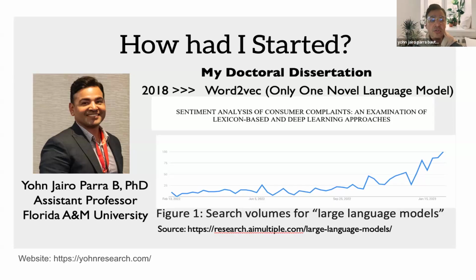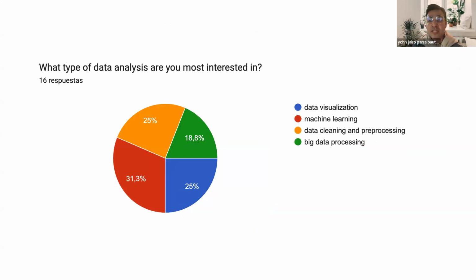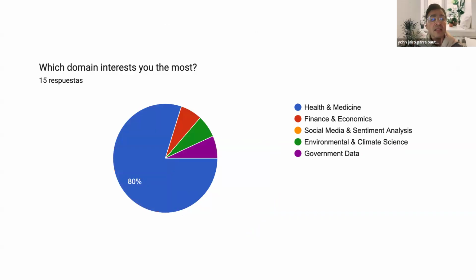Today, I will show you something a little bit about Jupyter Notebooks based on the questionnaire you answered previously. The questionnaire asked what's your current level of experience with Jupyter Notebooks, and most of you are beginners, which is okay. And what type of data analysis you are more interested in? Most of you are interested in machine learning, but also data cleaning, preprocessing, and data visualization. That's good because the Jupyter Notebook today will be more about preparing the data and looking at some basic statistics. Which domains interest you the most? Most of you are here for the health and medicine domain, so that's why I chose a data set related to that area.